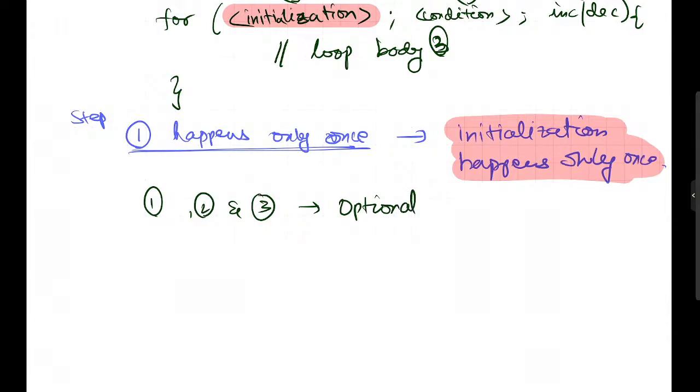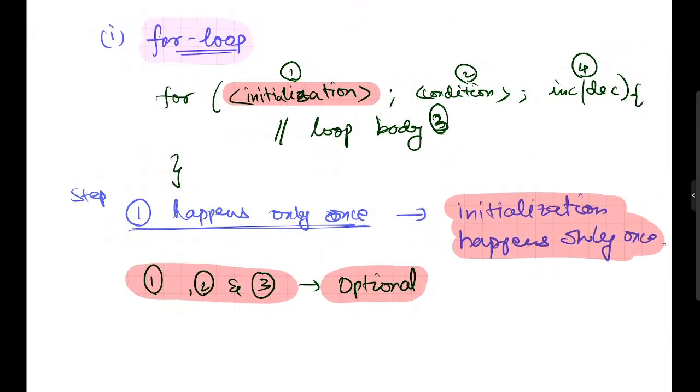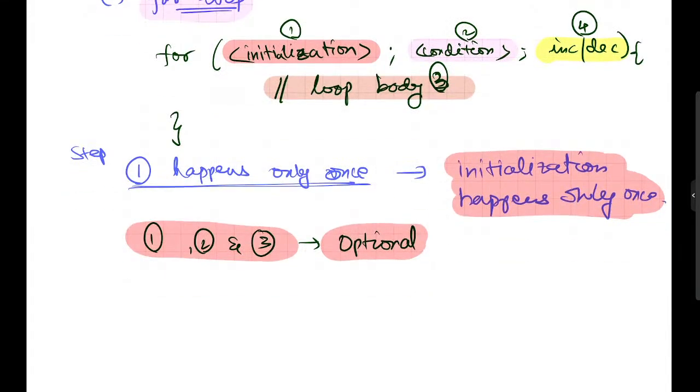All are optional. Remember this. This is very important: 1, 2 and 3. That means this particular thing, this particular thing, all of them are optional. The loop body is not part of 1 to 3, so the loop body is different, but all of 1 to 3 are optional.